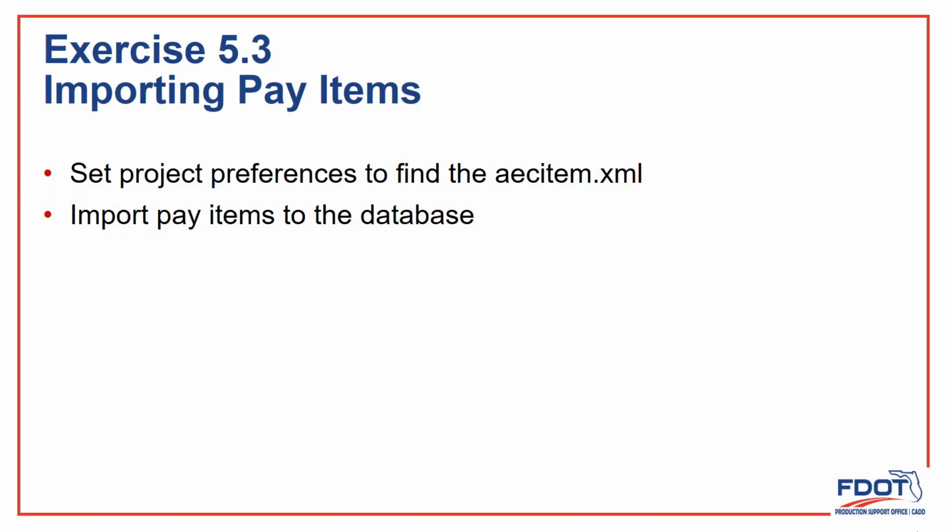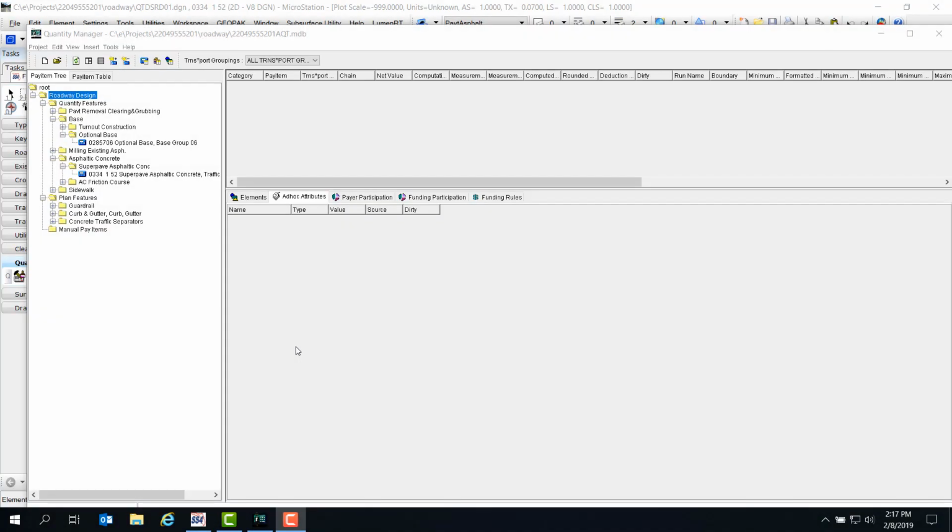Exercise 5.3, Importing Pay Items. In this exercise, we'll set the project preferences to find the pay item list AEC item XML, and we'll import some pay items into the database. Once again, continuing from where we left off, this exercise wants us to set the project preferences. Since I did that earlier when we were going through the Quantity Manager menus, we'll just take a quick look to verify that the path is correct and the settings are good.